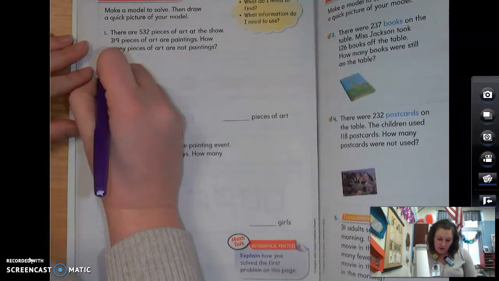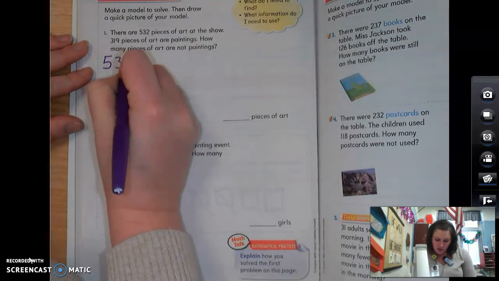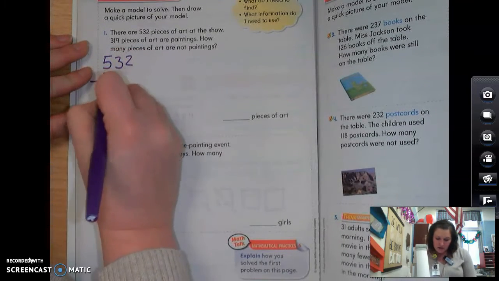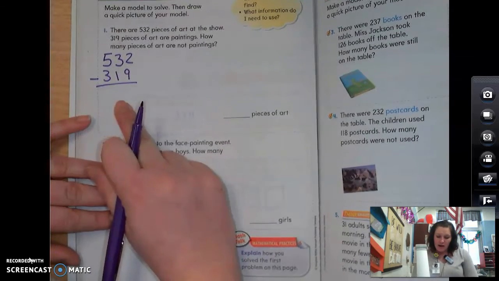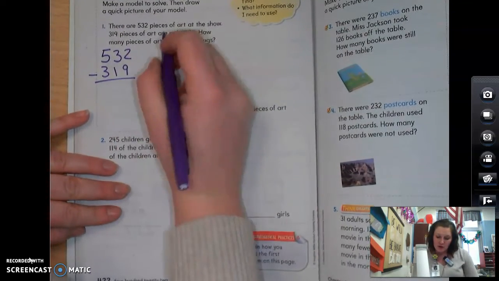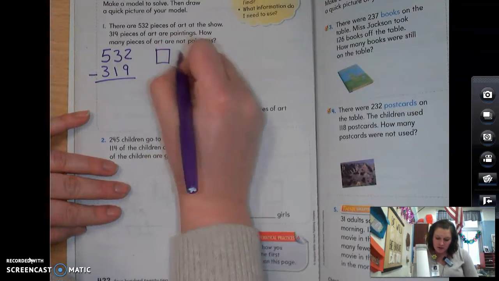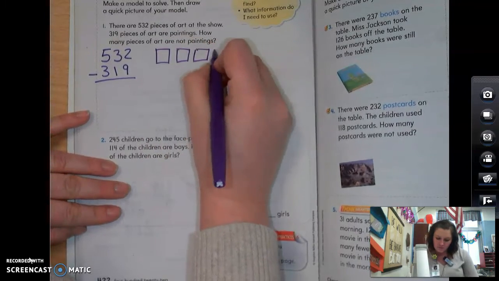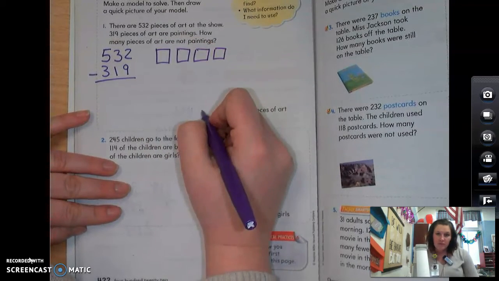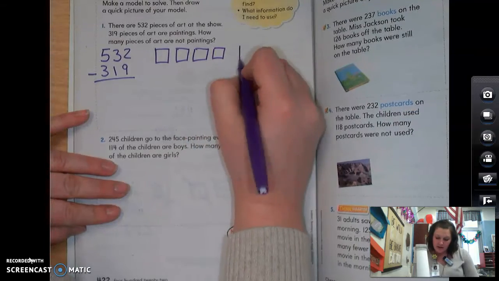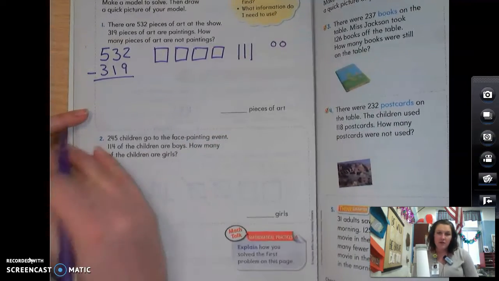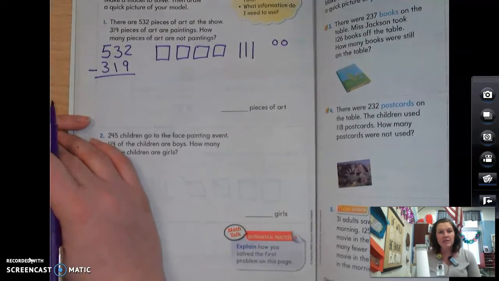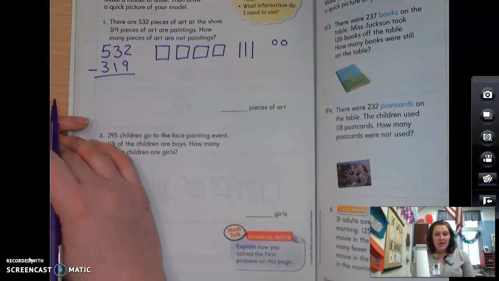So to write this, I would write 532 minus 319. Okay? So I need to draw a quick picture of my bigger number because I'm subtracting from that. So 500, 3 10s, and 2 1s, 532. Make sure your picture matches that. Okay. And now I'm ready to subtract.